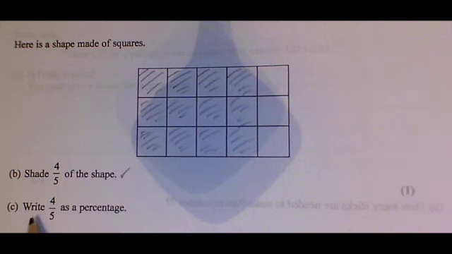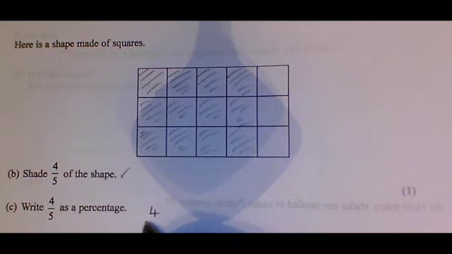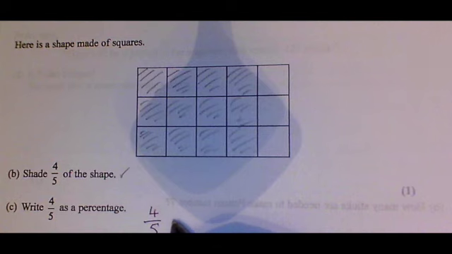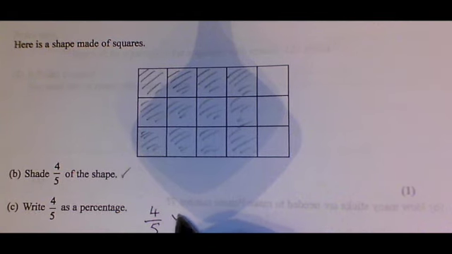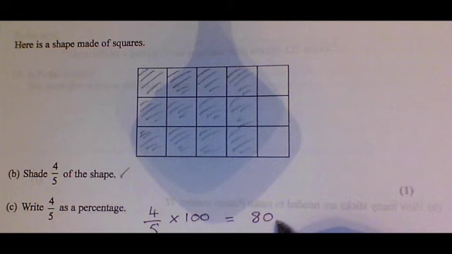And now it says write 4/5 as a percentage. Well, as a percentage, we're going to do 4/5 times by 100. Do that on my calculator, and it will tell me 4/5 as a percentage, and that will equal 80%. Okay, so 4 out of 5 in the test is still getting 80% in the test.